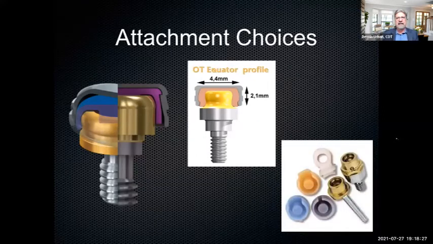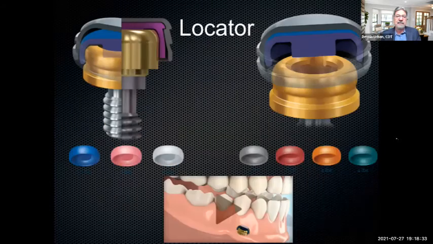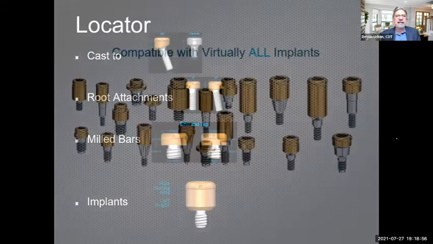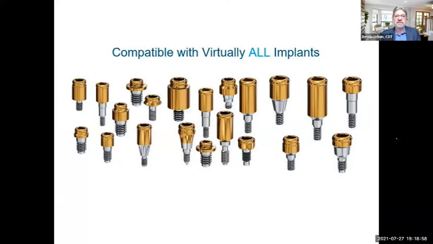So there's a lot of attachment choices out there. There are so many different attachment systems on the market. I have a couple of the more popular ones we're going to talk about today. And one of the more popular ones is the locator attachment. We do a tremendous amount of locator overdentures in the laboratory, and they work out great. And they're so diversified. There's a lot of choices: cast-to root attachments, milled bars, and attachments directly to the implant. So there's a lot of choices when it comes to locator attachments. And it's compatible with virtually all implant systems on the market.